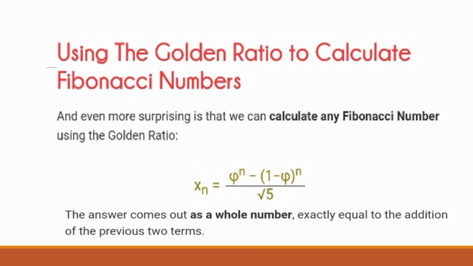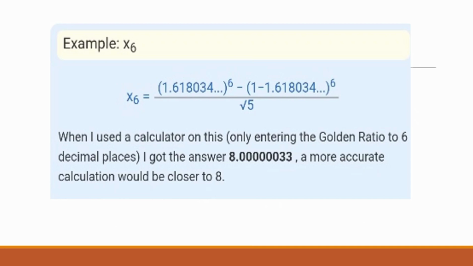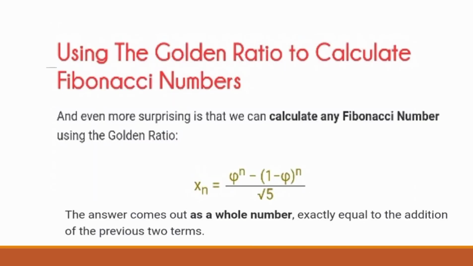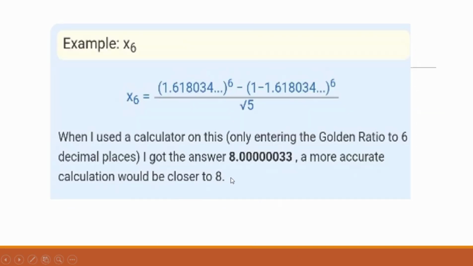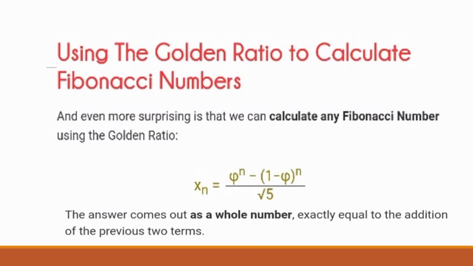Ano? So, ibig sabihin, class, using the golden ratio, mako-compute mo yung Fibonacci numbers, at ang magiging value is whole number. Example. So, di ba, ang golden ratio natin, value is 1.6. So, halimbawa, ang tanong ko is, find the 6th term using the golden ratio.